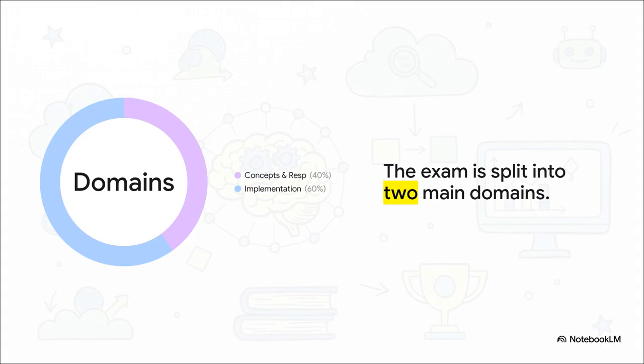Then we have the heavy lifter, Domain 2. Implementation using Microsoft Foundry, sitting right there at 55 to 60%. This is the hands-on territory. You need to know how to deploy models, build chat apps with the SDK, create those AI agents, and extract info from documents and media.